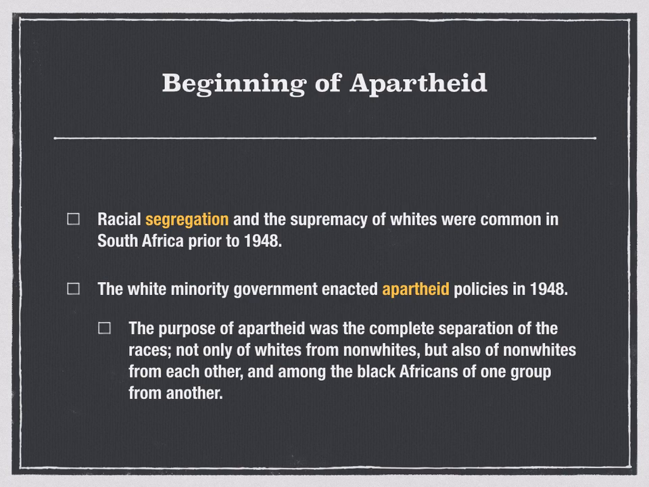The whole purpose of apartheid was the complete separation of the races, not only separating the whites from any non-whites, but also separating non-whites from each other, and also separating black Africans of one group from another black African group. They would separate the different black tribes from one another. Everybody had their own separate place to live. Of course, the places where the white people lived were always better than the places where the other groups lived.